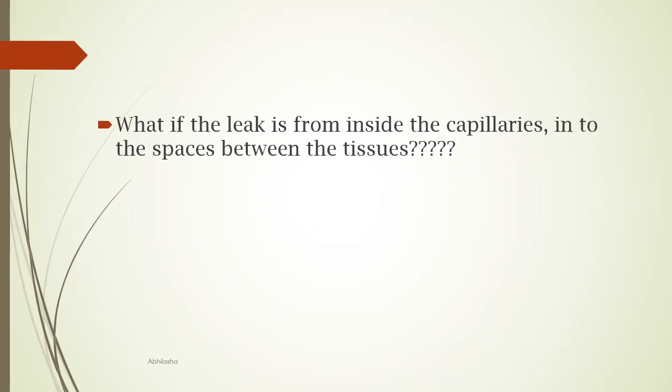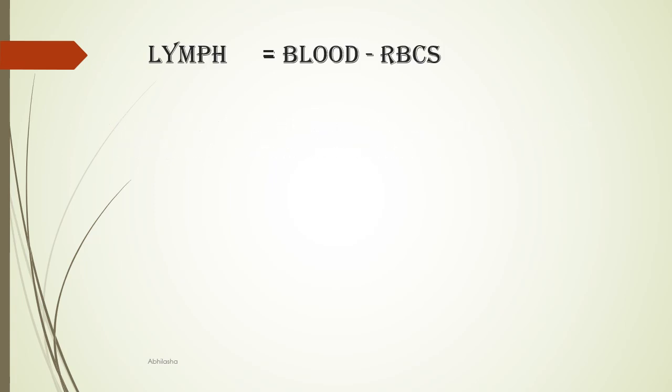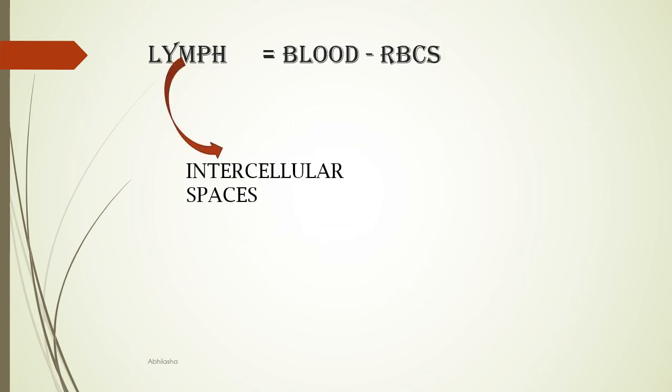What if the leak is from inside the capillaries into the spaces between the tissues? Capillary walls have small pores through which plasma, some blood proteins and even some of the blood cells can leak out. This leaked out part of blood is known as lymph. Lymph is similar to blood but without RBCs. So the color of lymph is not red but pale. It also has a lesser number of blood proteins. Where does lymph go? Into the intercellular spaces.